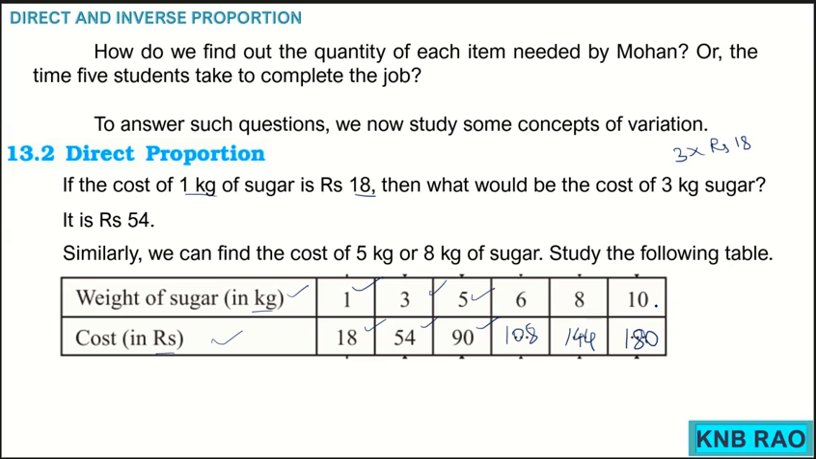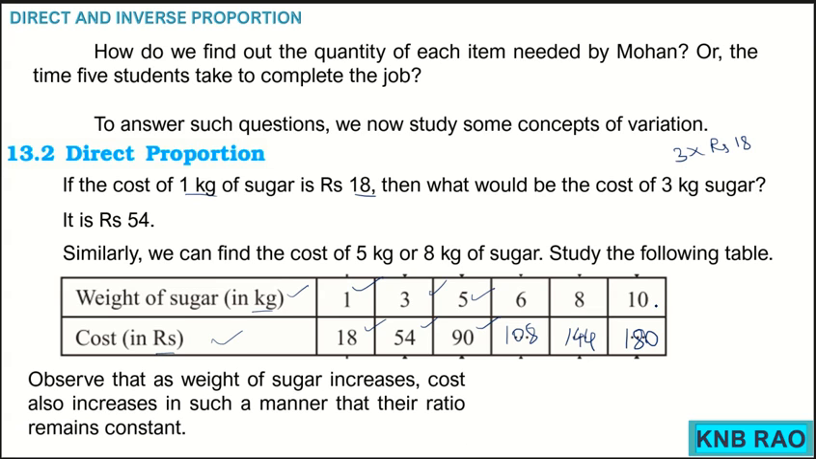Children, we need to understand and observe here that as the weight of sugar increases, the cost of it also increases, but in such a manner that their ratio remains constant. What is this? Their ratio remains constant. For example, here for 1 kg it is 18 rupees.